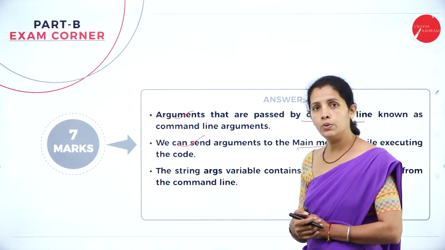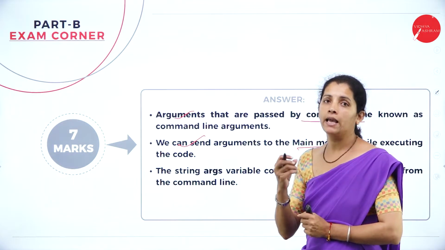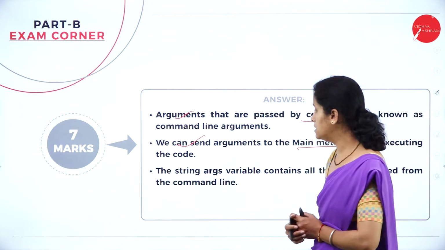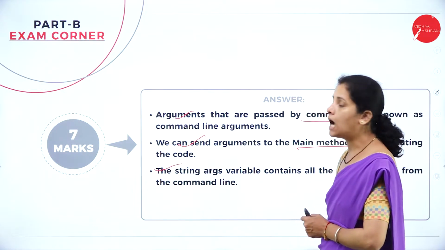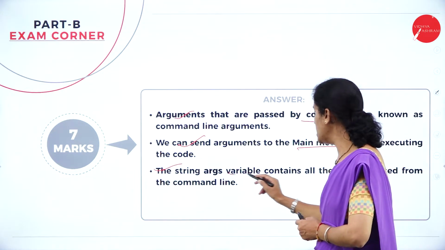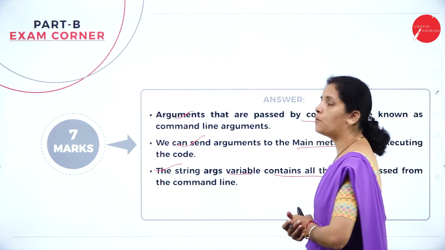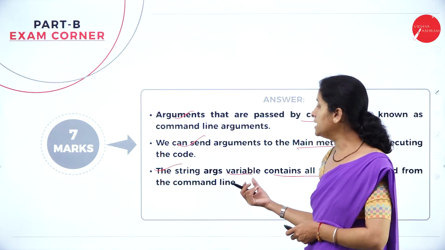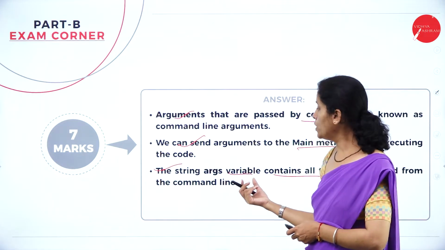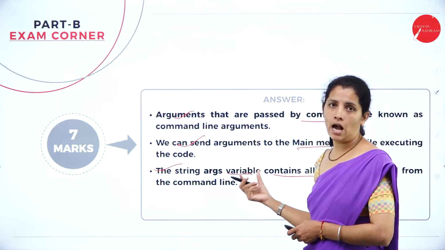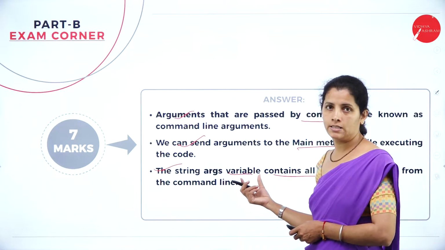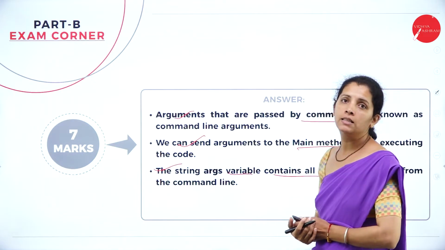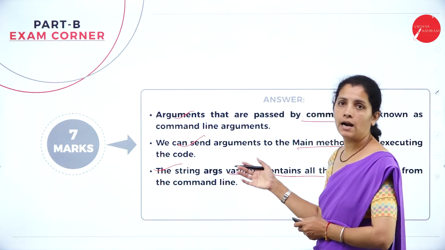In the sense, during the execution of the program, I can pass the argument to the main method. The string args variable contains all the values passed from the command line. So dear student, in my main method, I'm going to have string args, that is arguments, that holds all the values that is passed through the command line.